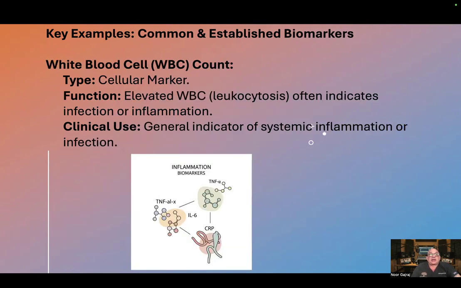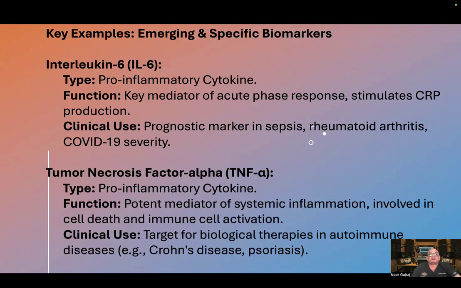White blood cell count: it's a cellular marker. Elevated white blood counts, leukocytosis, often indicates infection or inflammation. Clinical use: it's a general indicator of systemic inflammation or infection.